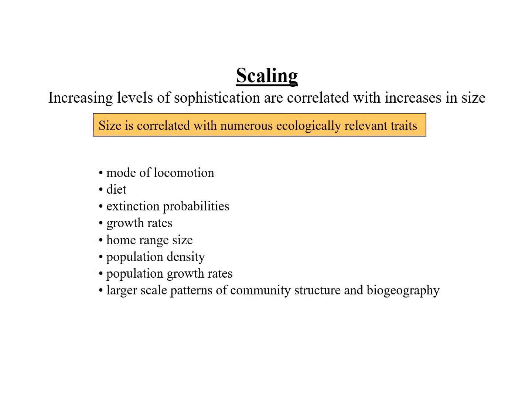This matters not just to the individual organism, but also on an ecosystem or ecological level. The suitability of diets depends on body size, and extinction probabilities depend on body size, as do growth rates, population growth rates, home range requirements, and so on. So body size is also important in a larger context.